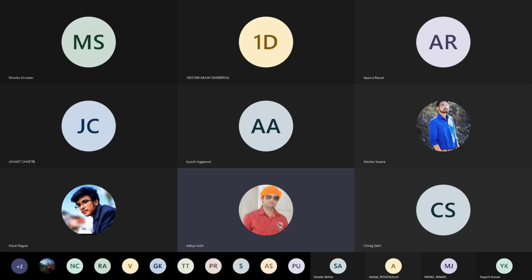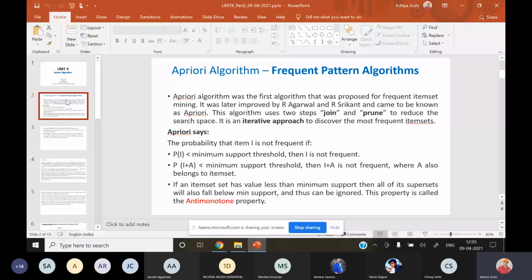2, right? Means the data which is joined with another data. We will ignore that item set also if it does not meet the minimum support threshold. So if you do one numerical, then it will be clear. If an item set has value less than minimum support, then all of its supersets will also fall below the minimum support. Thus, we can ignore those items. And this property is called the anti-monotone property.